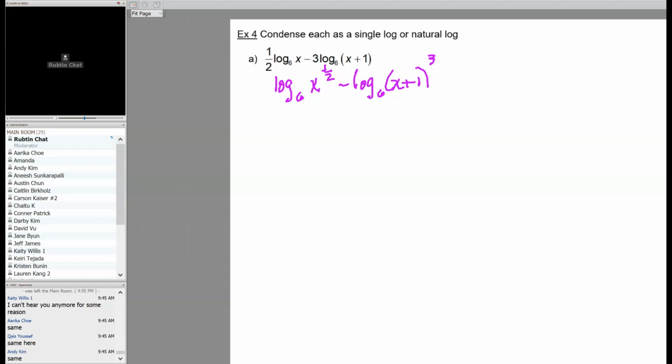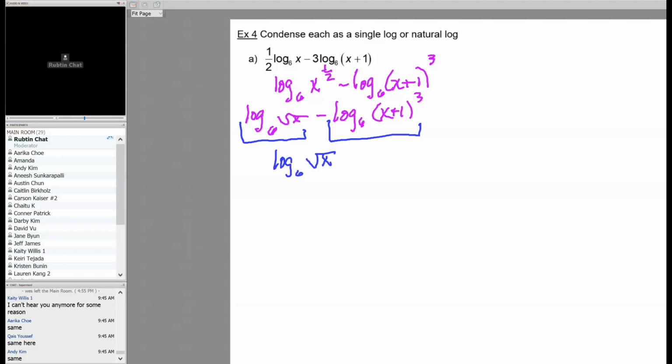if you want to condense that one more time, you could say log base 6 of the square root of x. And then the other one just stays the same. Log base 6 of things cubed. And then the last thing that you do is say, oh, whoa, those are subtracted. I'm pretty sure I can divide. Notice you're dividing the arguments, and I'll show you what I'm talking about in just a second. So this is log base 6 of root x over x plus 1 cubed.